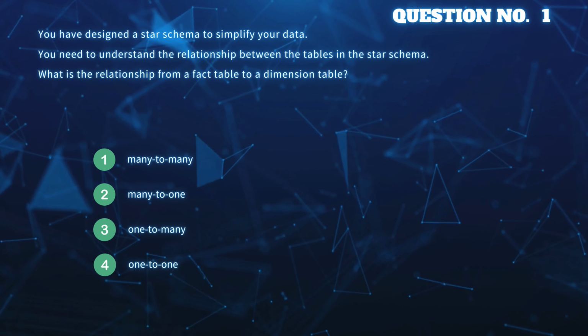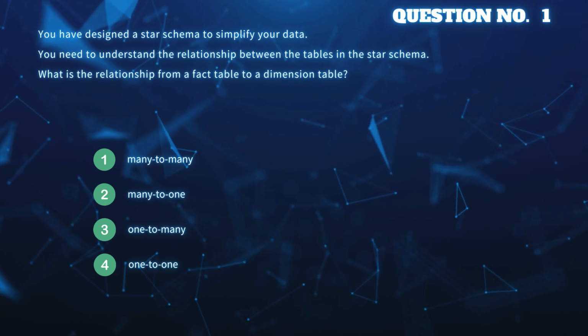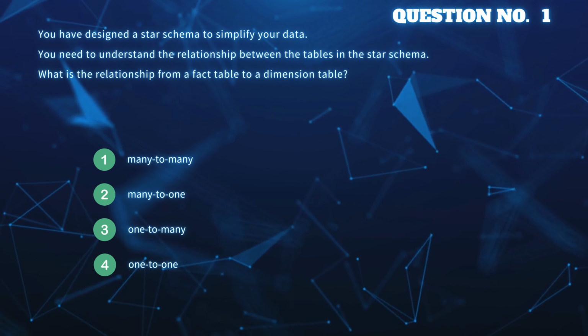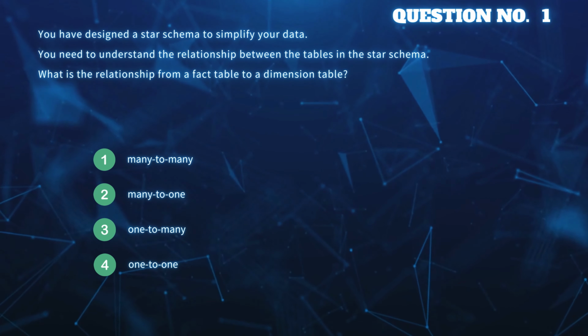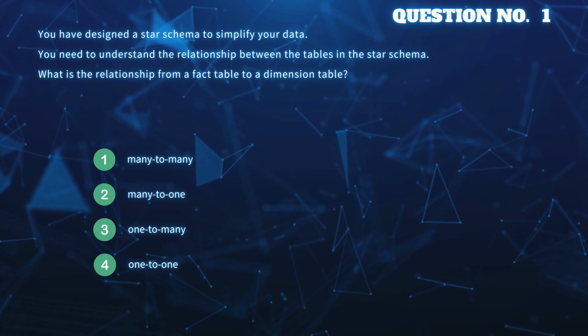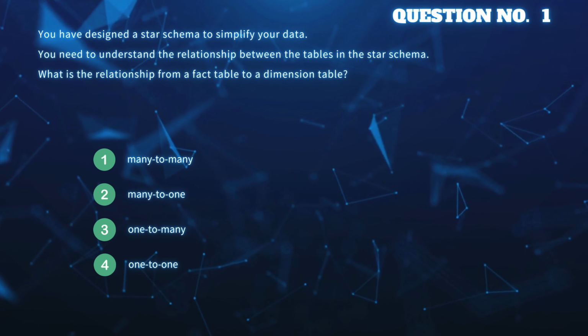Schema to simplify your data. You need to understand the relationship between the tables in the star schema. What is the relationship from a fact table to a dimension table? Option 1, many to many. Option 2, many to 1. Option 3, 1 to many. Option 4, 1 to 1.